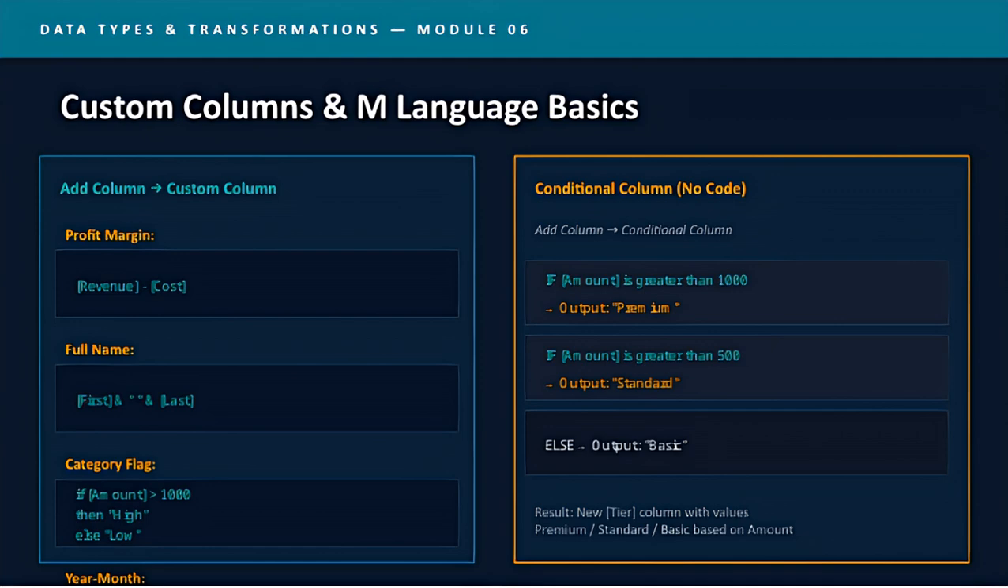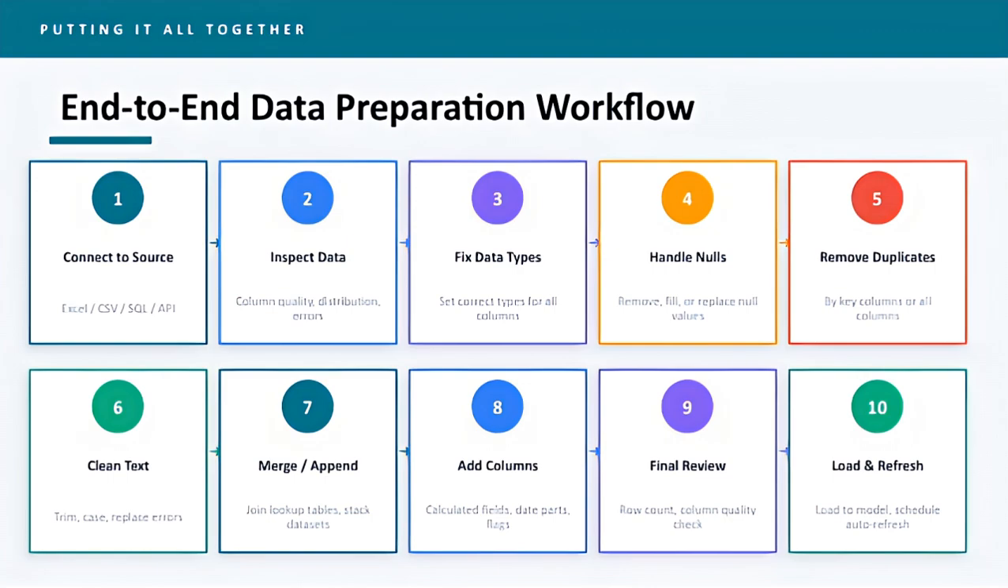Now, as we reach the final step in our end-to-end data preparation workflow, it's important to see how all these pieces come together. This last slide is about putting everything into action, integrating each step to ensure a smooth and efficient data pipeline. From connecting to your data source, whether it's Excel, CSV, SQL, or an API, to inspecting and cleaning your data, each stage plays a vital role.